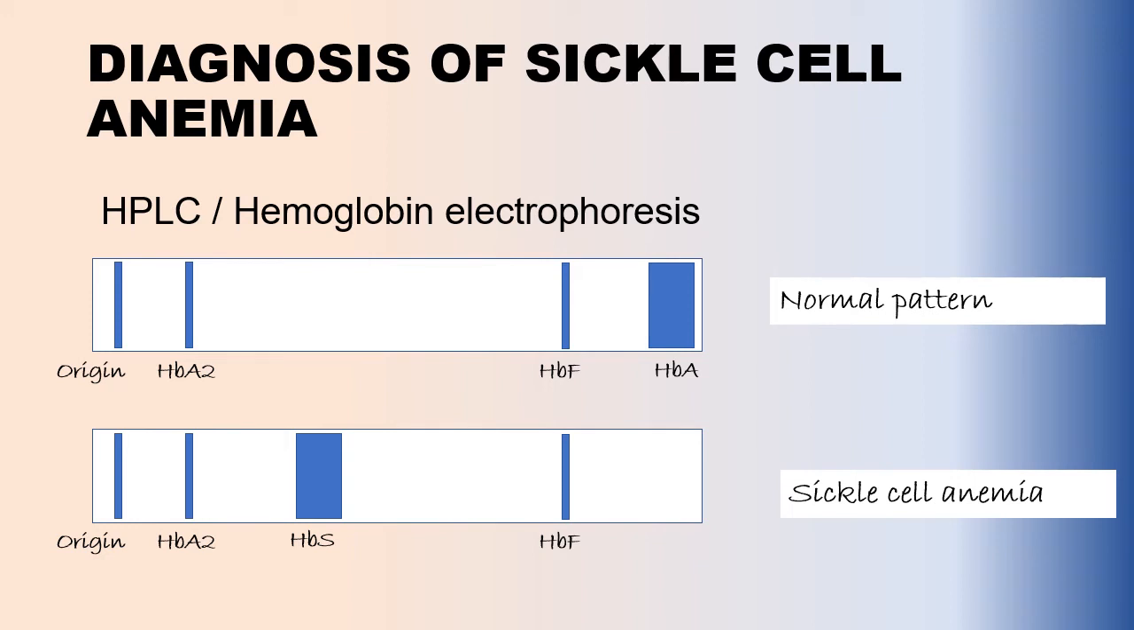But in a patient with sickle cell anemia, you will see that there is complete absence of the hemoglobin A. Instead, between the hemoglobin F and the hemoglobin A2, you can see an abnormal hemoglobin band, which is the hemoglobin S band. Now, in case the hemoglobin electrophoresis shows the hemoglobin A as well as presence of a hemoglobin S band in an individual, that individual is a heterozygous individual and is called a sickle cell trait.